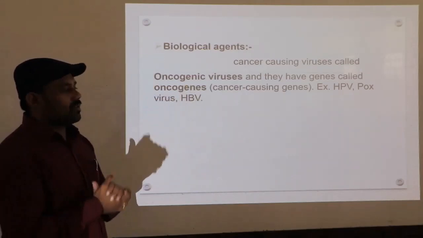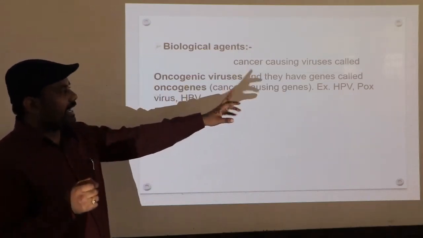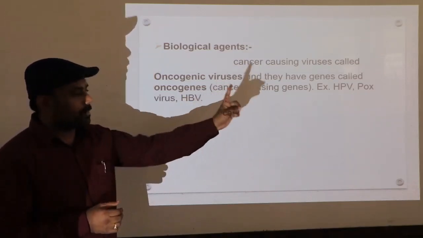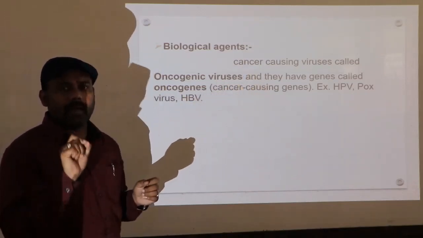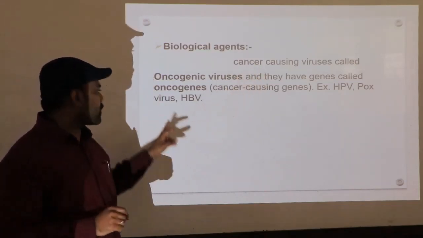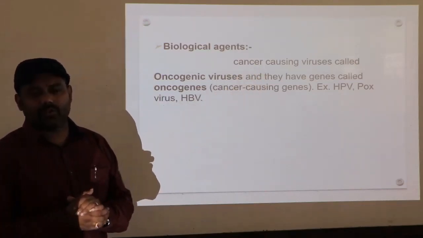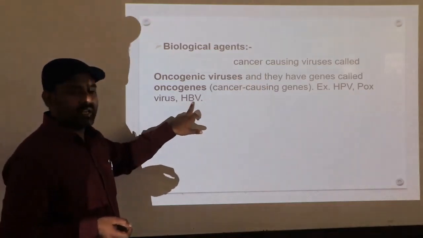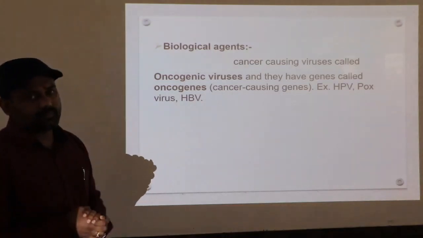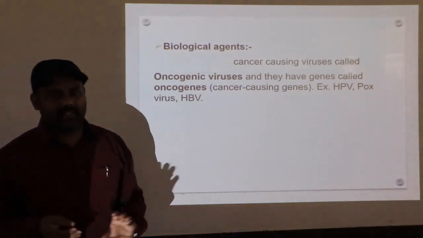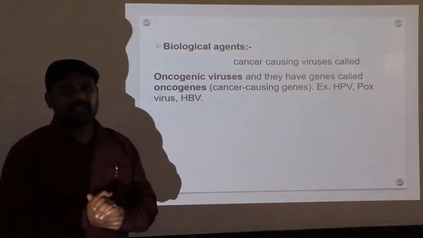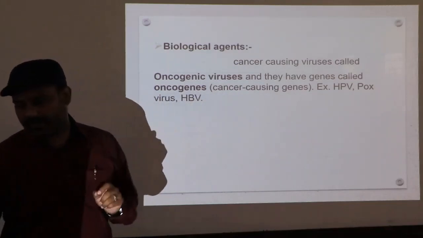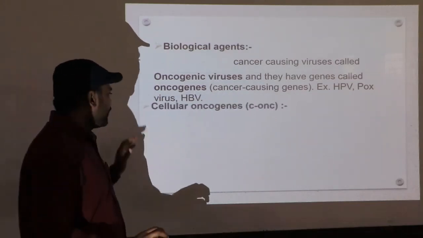Clear? Oncogenes. Virus examples: HPV, that is human papilloma virus. HPV, note it, human papilloma virus. Pox virus, and HBV, which refers to hepatitis B virus. HBV, hepatitis B virus. So these are some viruses which cause cancer. These viruses are simply called oncogenic viruses. I hope you understand. This comes under biological agents.